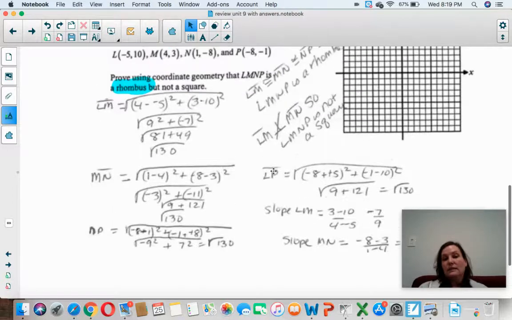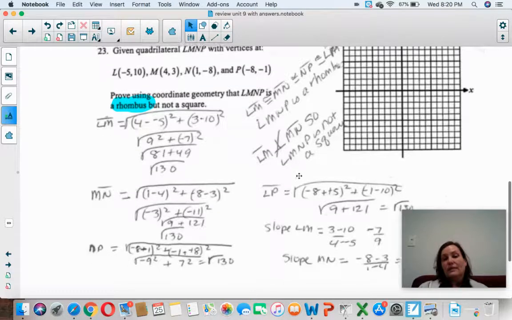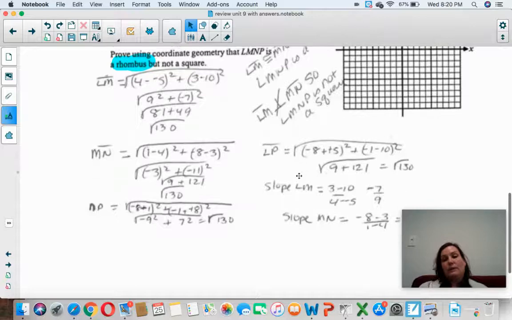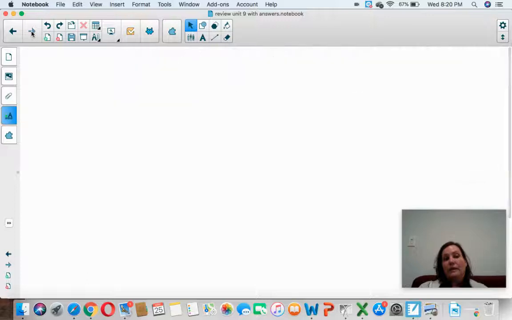Okay, so you do need to write something just to show that you understand all this work here. Basically, it is a rhombus because all these sides are congruent. So you could just say all the sides are congruent, so it's a rhombus. It is not a square because there's no right angle. The sides that are next to each other are not perpendicular to each other. And that would be enough to prove that it is not a square. Okay, and that's it.